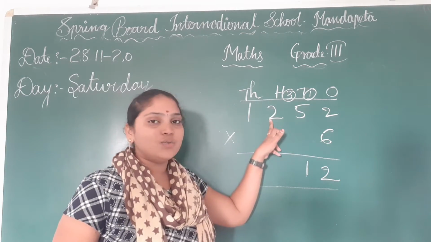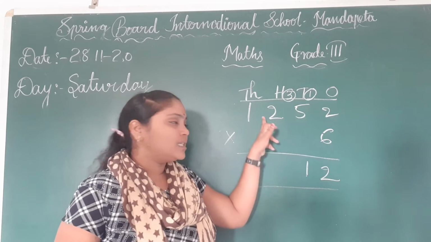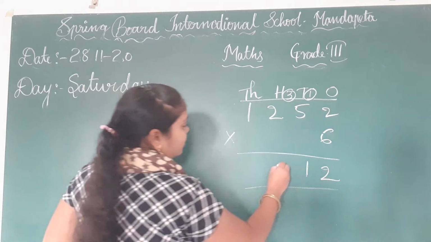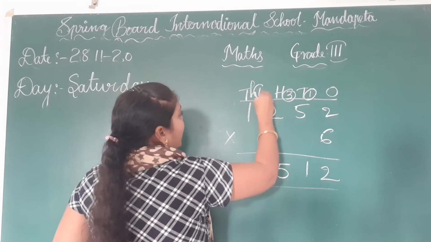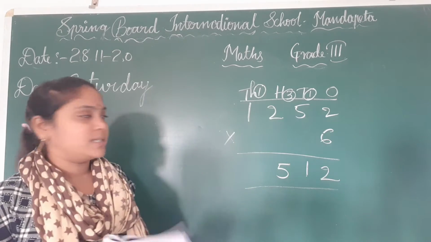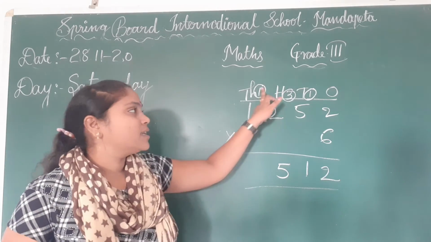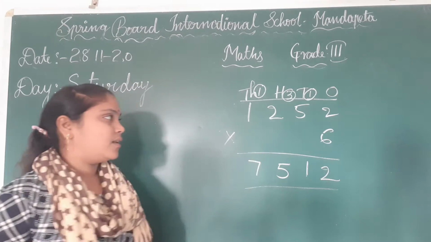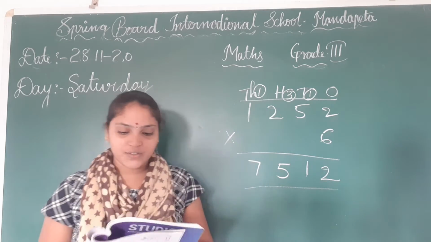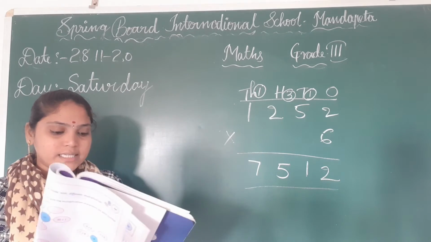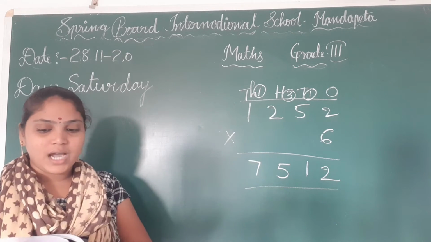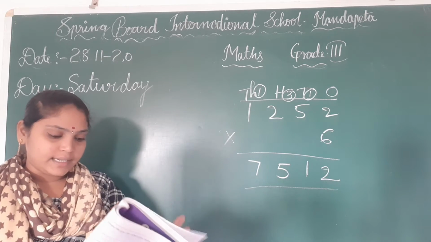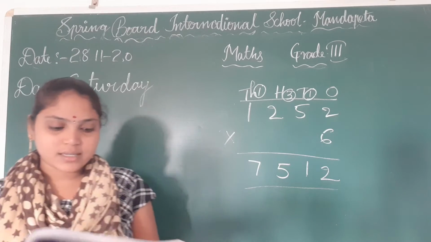Next, 6 twos are 12. 12 plus 3 is 15. So write 5 here and carry 1 to the next place. 6 1 is 6. You have to add this one. 6 plus 1 is 7. So 1252 into 6 is 7512. Okay, children?